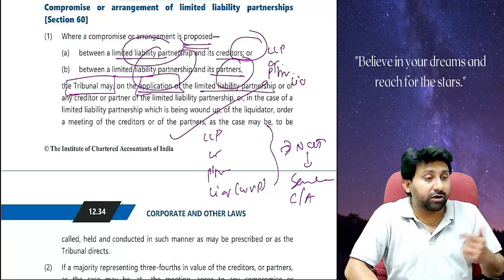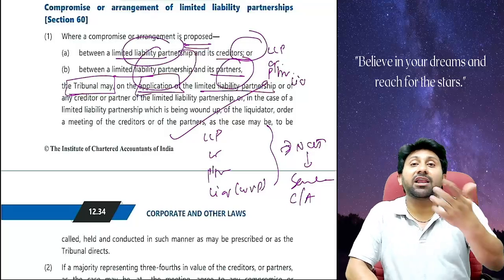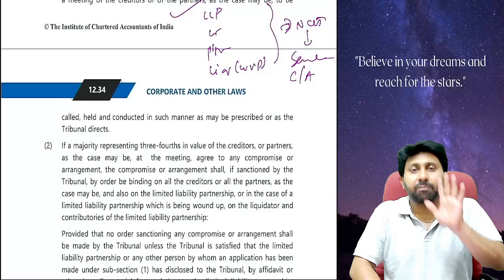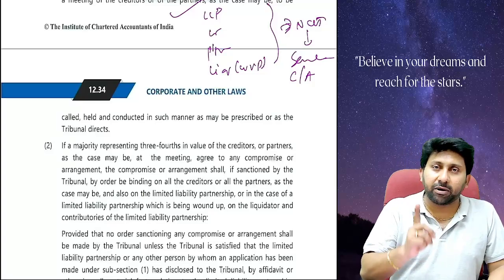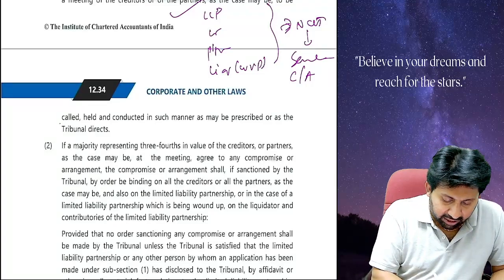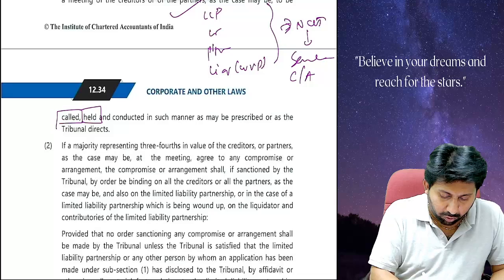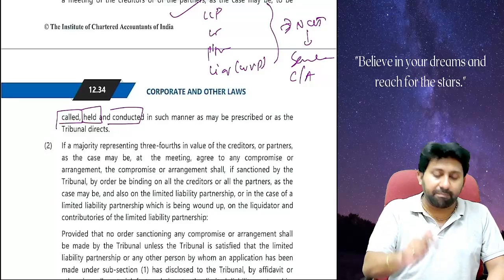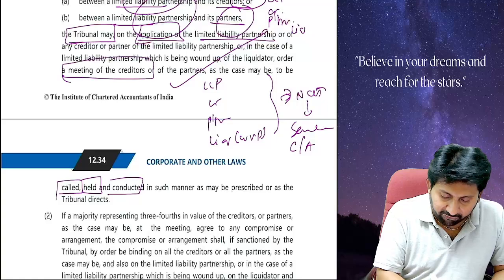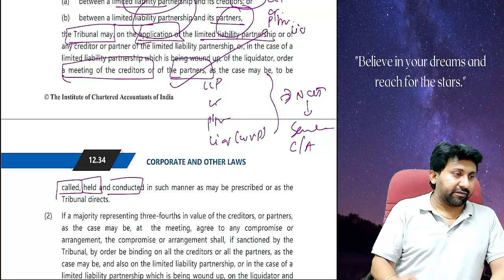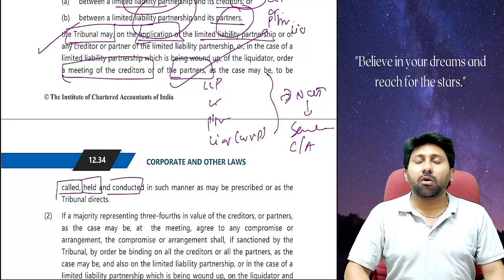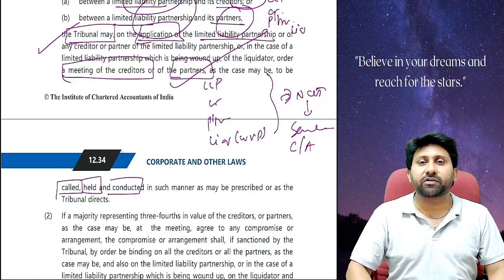What will the tribunal do? Will it say yes or no? No. Who am I to tell yes or no for this compromise? Your creditors have to tell, your partners have to tell. Therefore, the tribunal will give instructions as to how to call, hold and conduct the meetings between creditors and members. Meeting of creditors, meeting of partners. Number 1. Meeting started. How many creditors and how many members have to say okay?